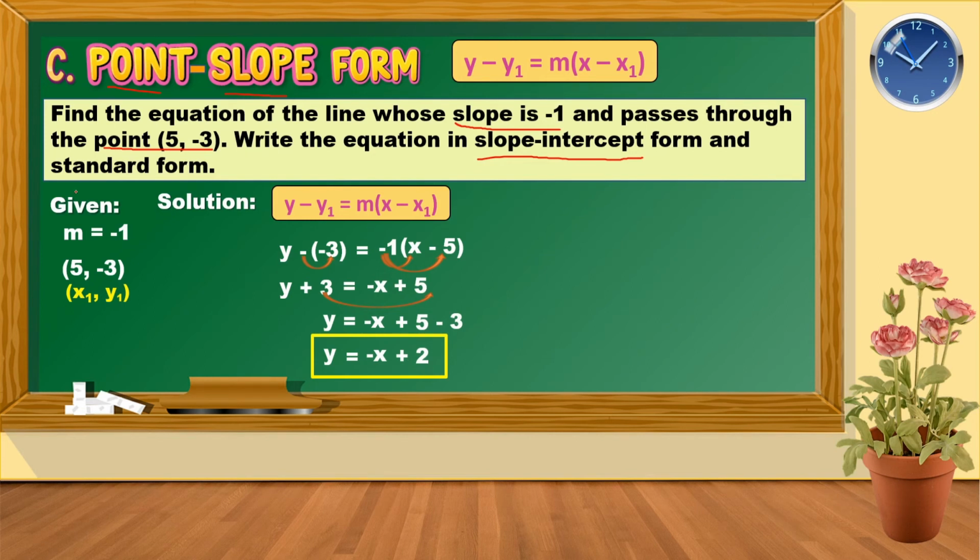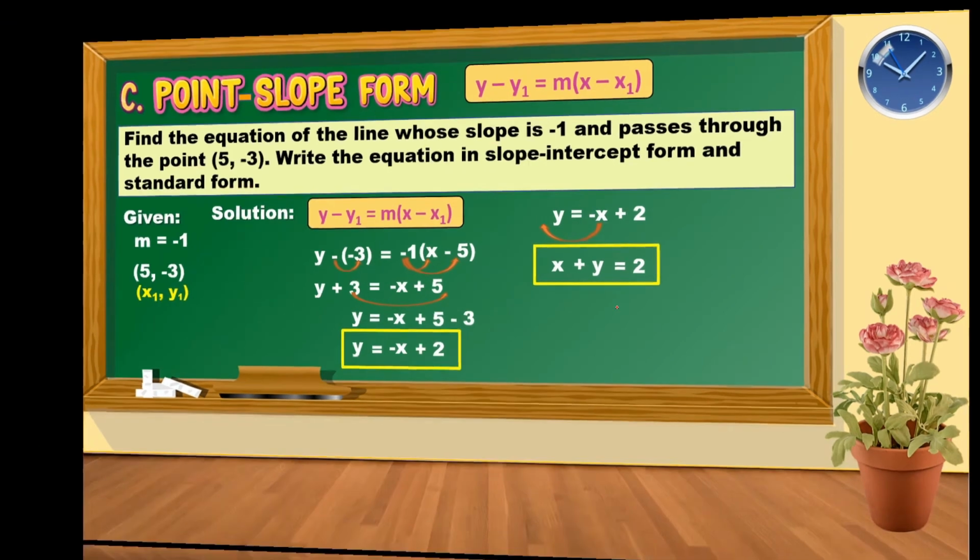Okay. Next, hinihingi din sa atin yung ating standard form. So, paano naman yung standard form natin? So, ito yung standard form, y equals negative x plus 2. Okay. So, ang gagawin natin is, we will move negative x on the other side of the equation. Lipat lang natin siya doon sa kabila. So, pag nilipat mo, magiging na siyang positive x. And then, plus y equals 2. And this is now the equation in standard form.